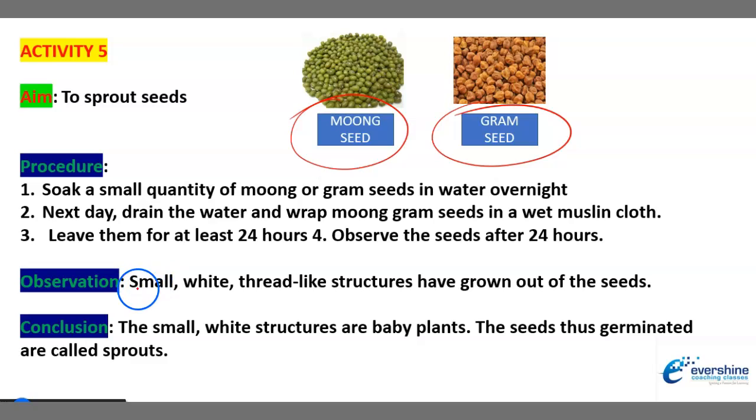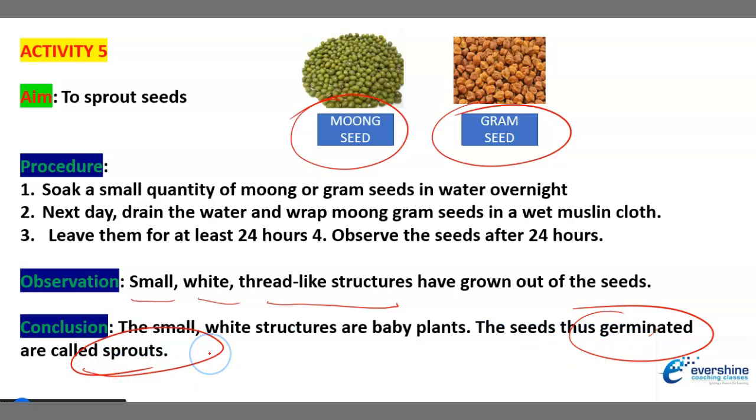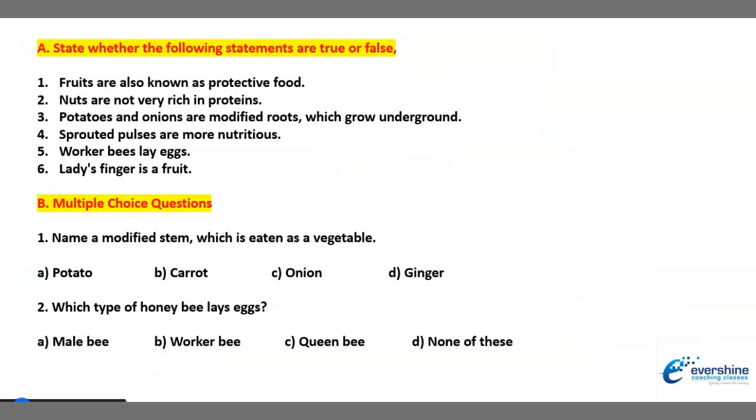After you see, what happens, you will get small white thread-like structures grown out of the seeds. It means what? The seeds have germinated. So now we call these sprouts. These seeds we call sprout seeds. Is this clear?